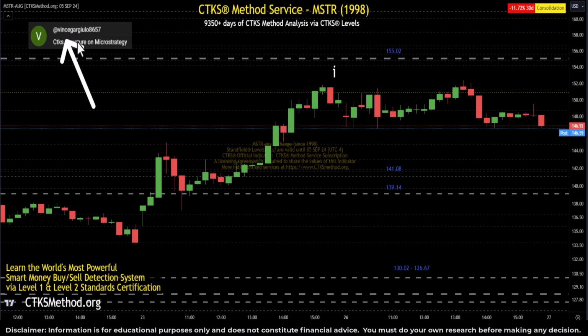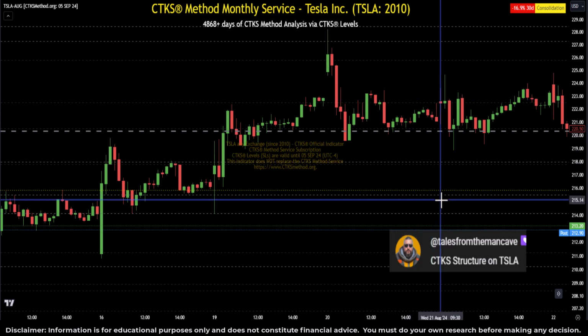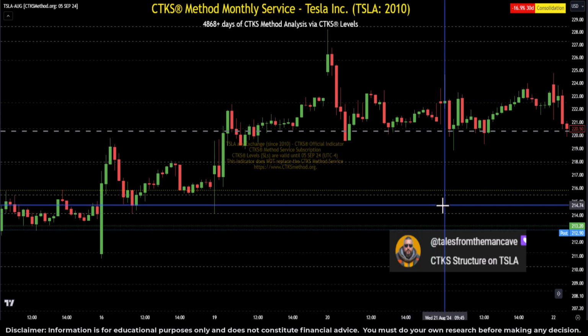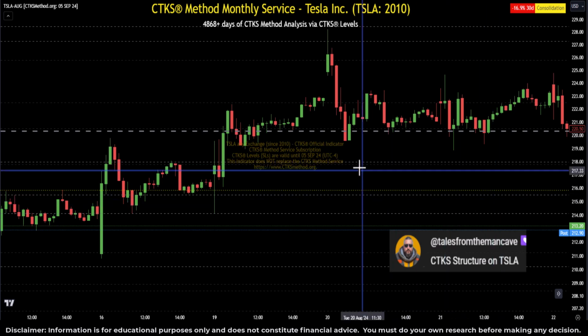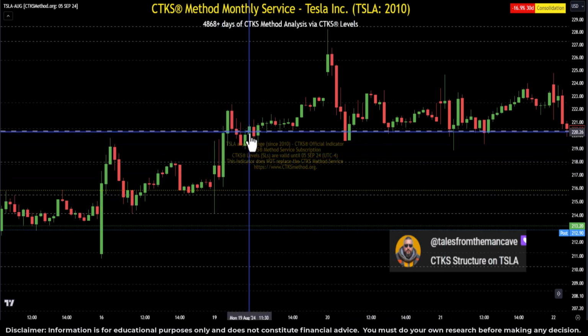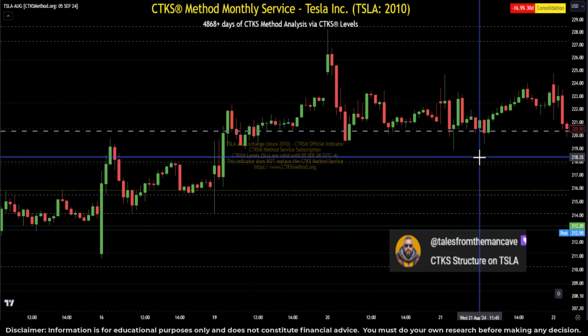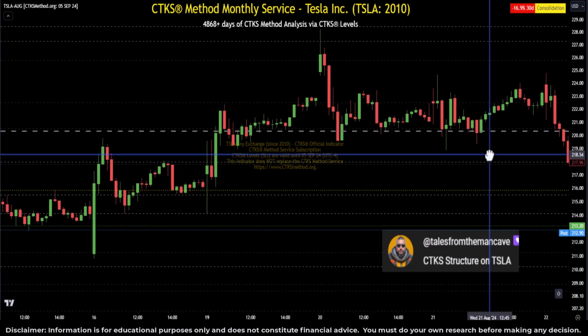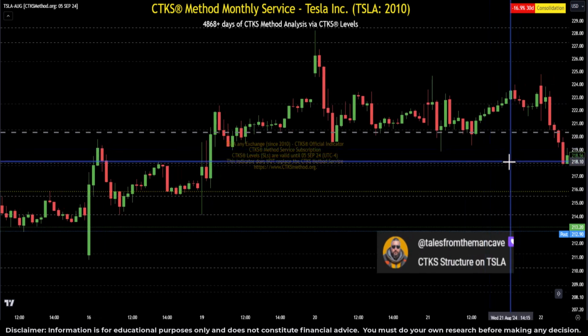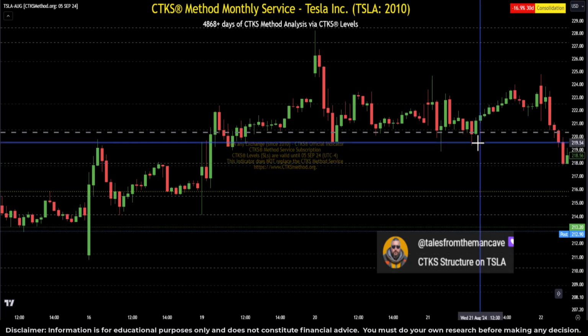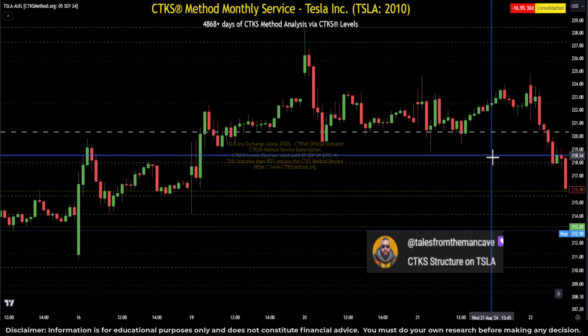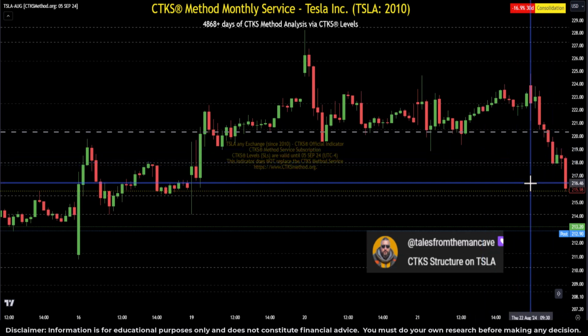And thank you to Vince for recommending that we have a look at MicroStrategy. Our very own beloved Tales from the Man Cave said, can you do CTKS structure on Tesla? Of course, my friend. Now, what do you see around this particular structural support level at 220.32? We can see price was holding on. Then what happened? We had a failure. We came down to a lower level of structural support at 217.98. Then what happened? We couldn't confirm it as support.